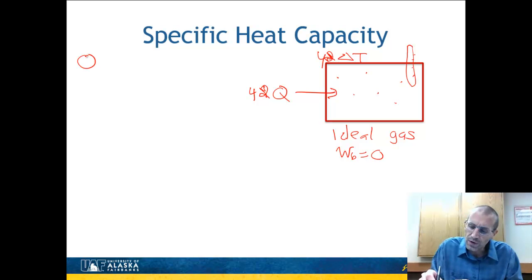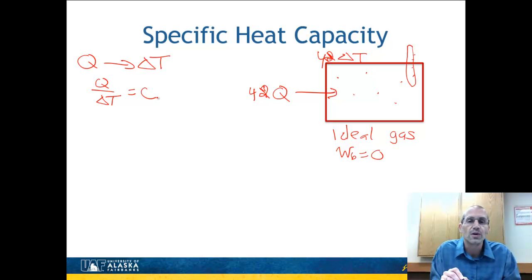So therefore, it's fairly clear that there's some relationship between Q and delta T. And in fact, they're linearly related. And so if I was to put Q over delta T, I would have some constant called C. And it's constant with the amount of heat that I go ahead and put in.